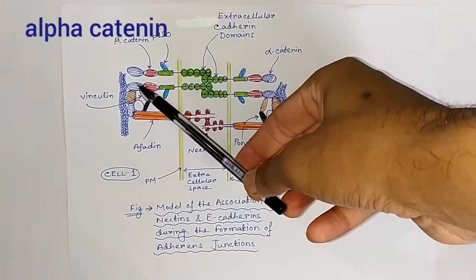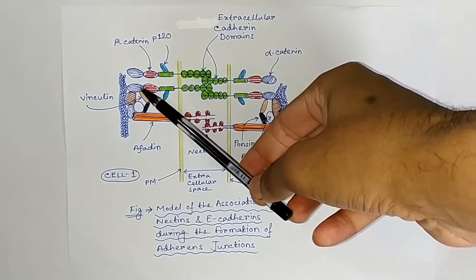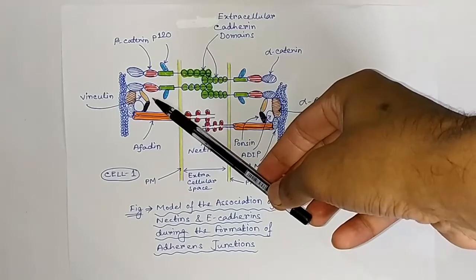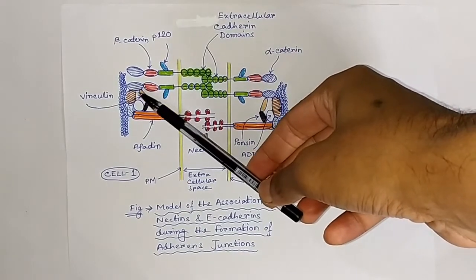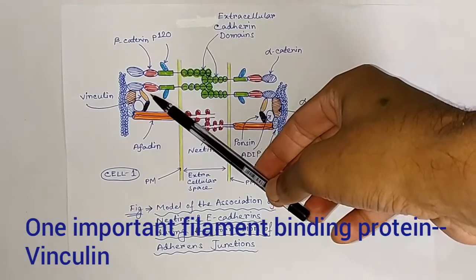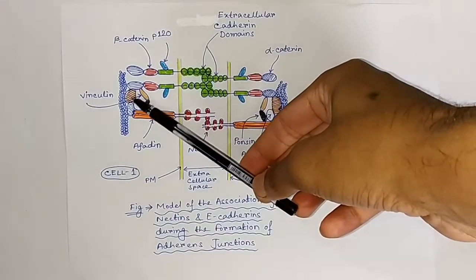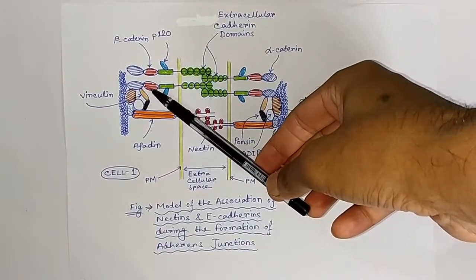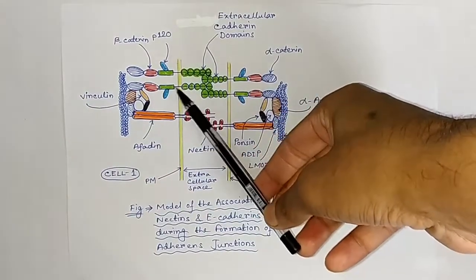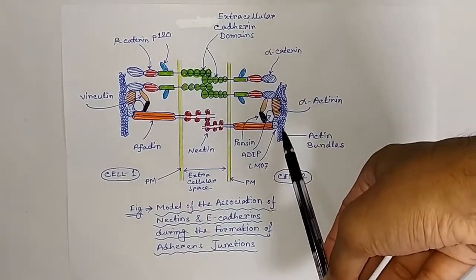A third protein called alpha-catenin interacts with beta-catenin and recruits a variety of other filament binding proteins to provide a dynamic linkage to actin filaments. One of the important filament binding proteins, vinculin, is shown here. In this way, alpha and beta-catenin directly link the actin cytoskeleton of one cell through the transmembrane cadherins to the actin cytoskeleton of an adjacent cell.